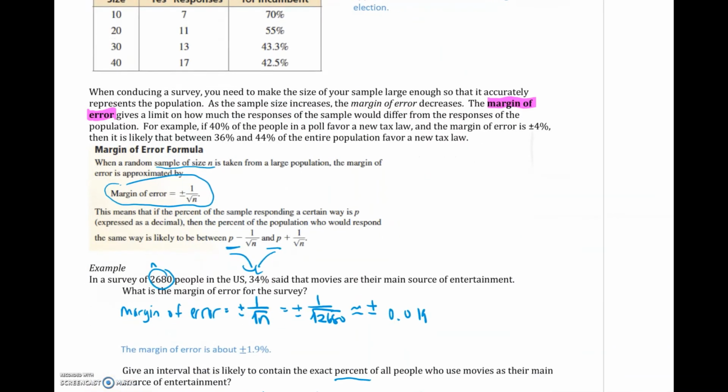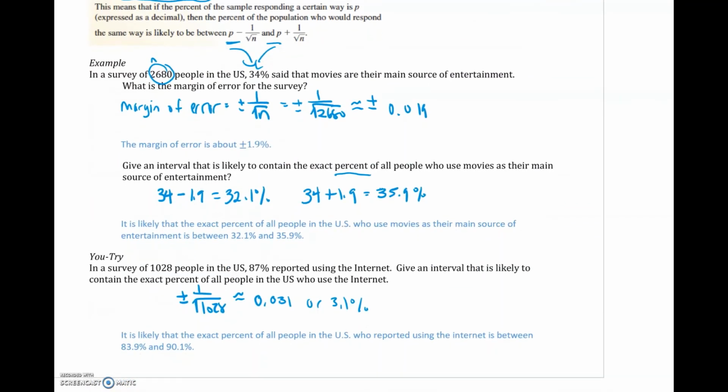The last U-Try problem here, just figuring out the interval that's likely to contain the exact percent of all people who use the internet if we have 1,028 people surveyed. We can do the margin of error, which is plus or minus 1 over the square root of 1,028. Converting that to a percent because I want my answer as a percent, I get about 3.1%. And then adding and subtracting from 87, we get the interval 83.9 to 90.1.